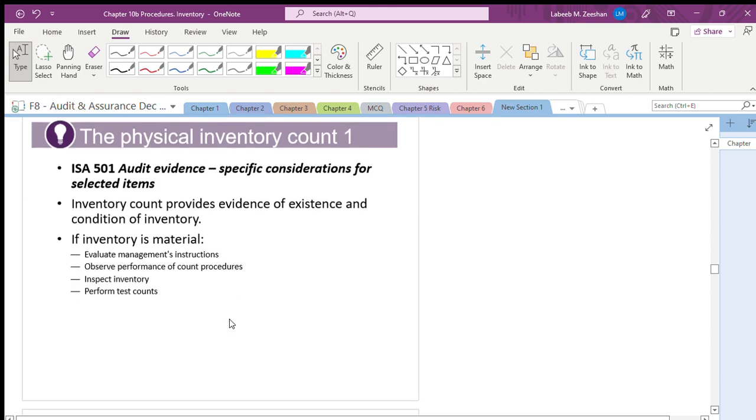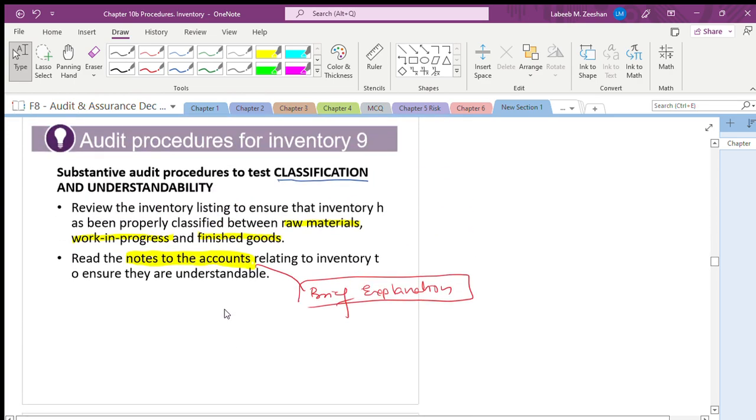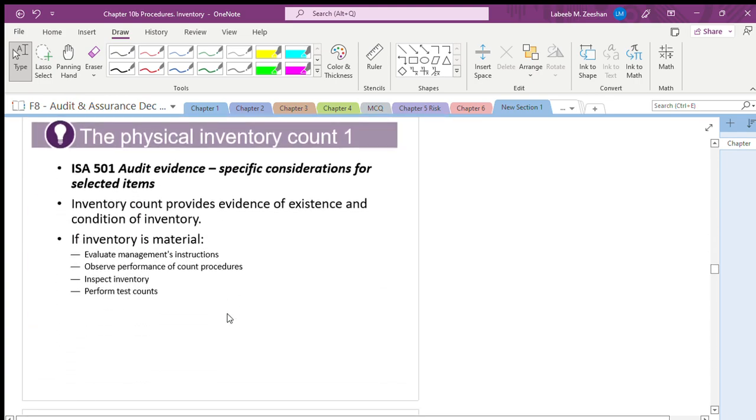Now, what we say when you are doing a physical inventory count, this is what we are talking about, all substantive procedures. The second part is physical inventory. When we do physical inventory, what are the procedures we have to take into consideration? ISA 501, audit evidence, specific considerations for selected items. Inventory count provides evidence in terms of existence and condition of the inventory.